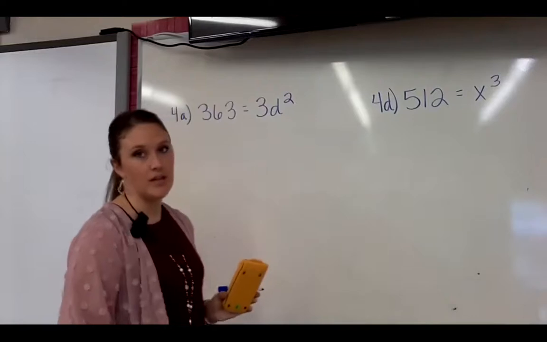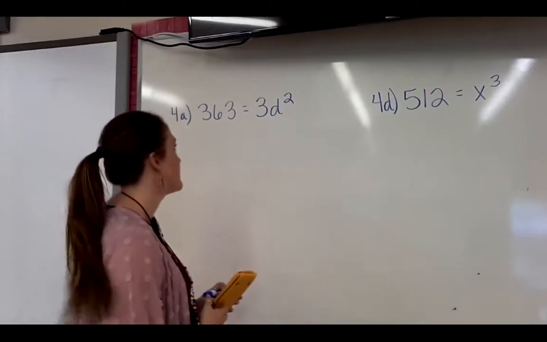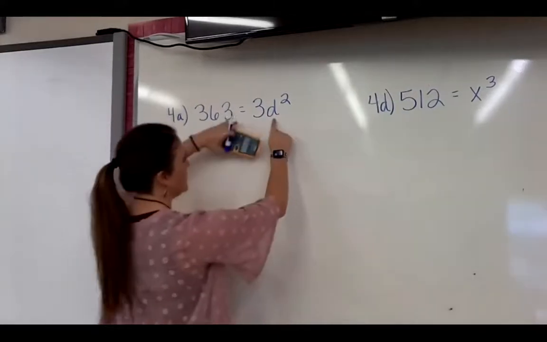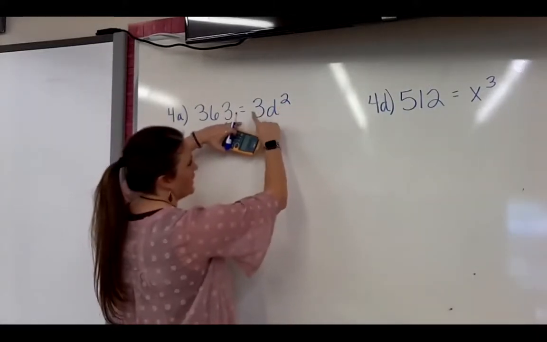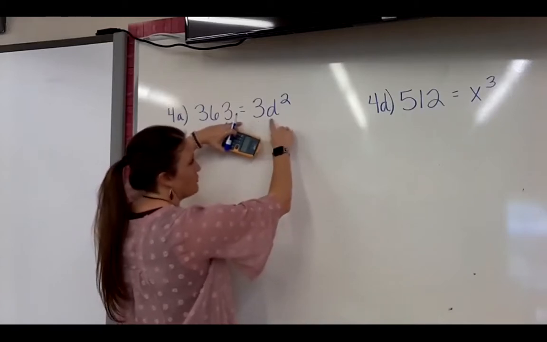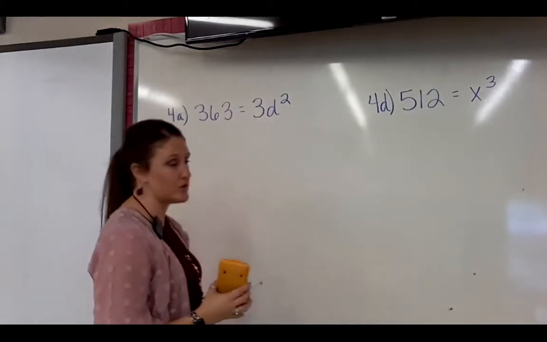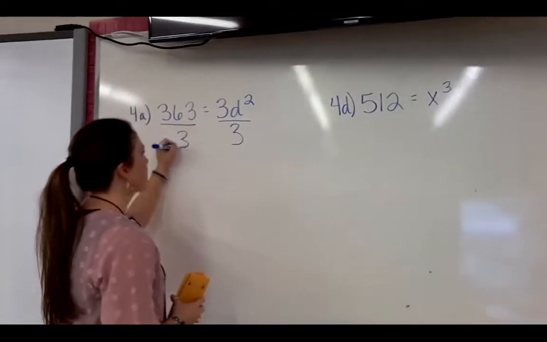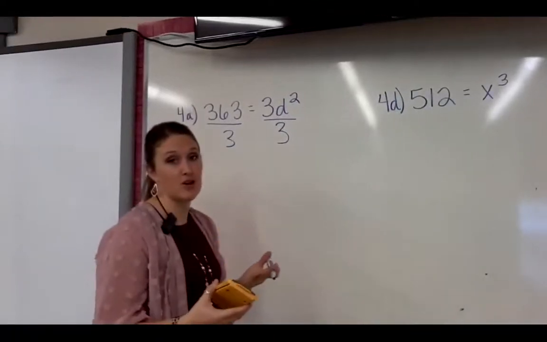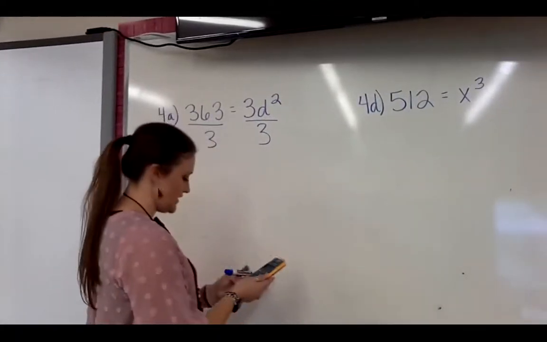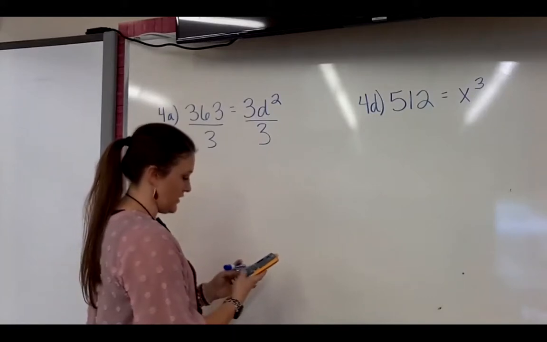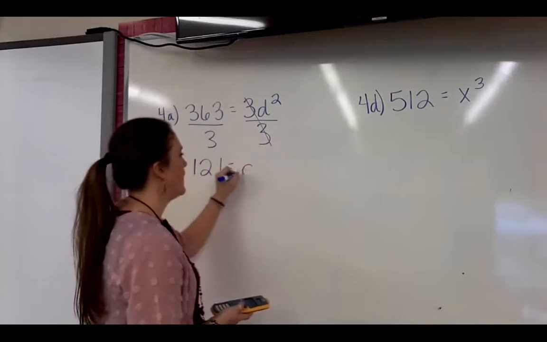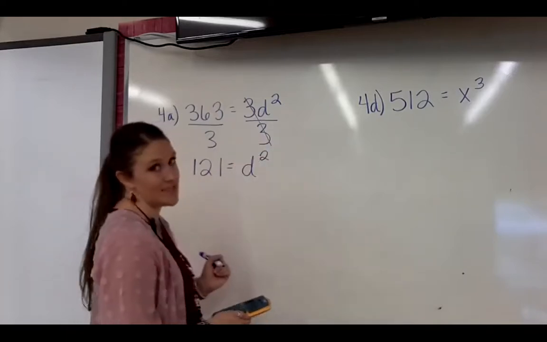Okay, 4A and 4D. 4A says 363 equals 3d squared. So we're solving for d. So here's d, here's the equal sign. I've got to get rid of the squared and the 3. The 3 is just being multiplied, so I'm going to get rid of it first. That means I'm going to divide both sides of this equal sign by 3, because we have to keep it balanced. So you do the same thing on both sides. 363 divided by 3 is 121 equals 3 divided by 3 is 1. And 1 times d squared is just d squared.